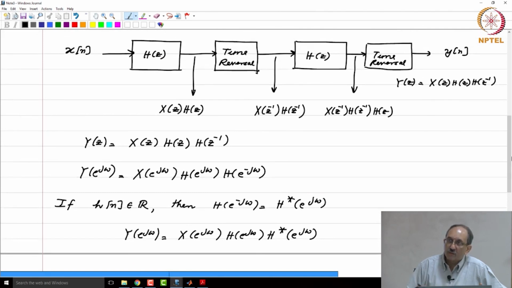So, if this were possible, then zero phase filtering is possible, then we need not worry about phase response at all. You can then take out the parts of the syllabus pertaining to phase response, right. Very good.